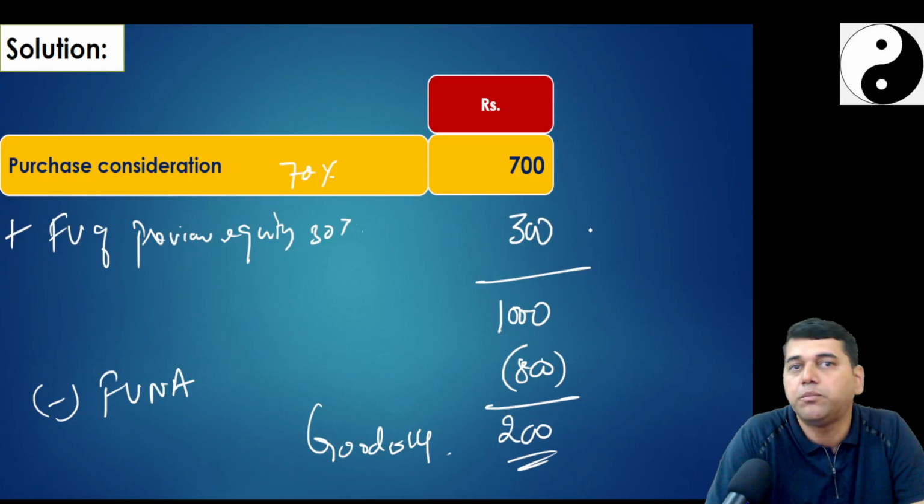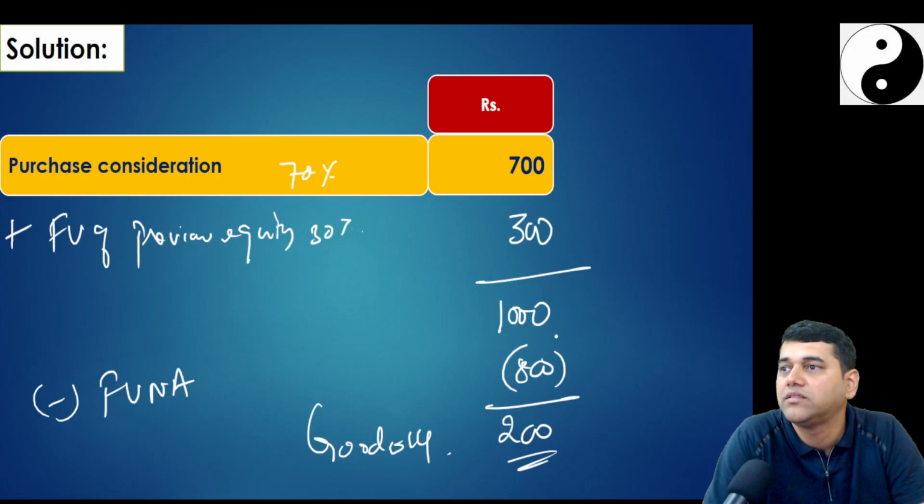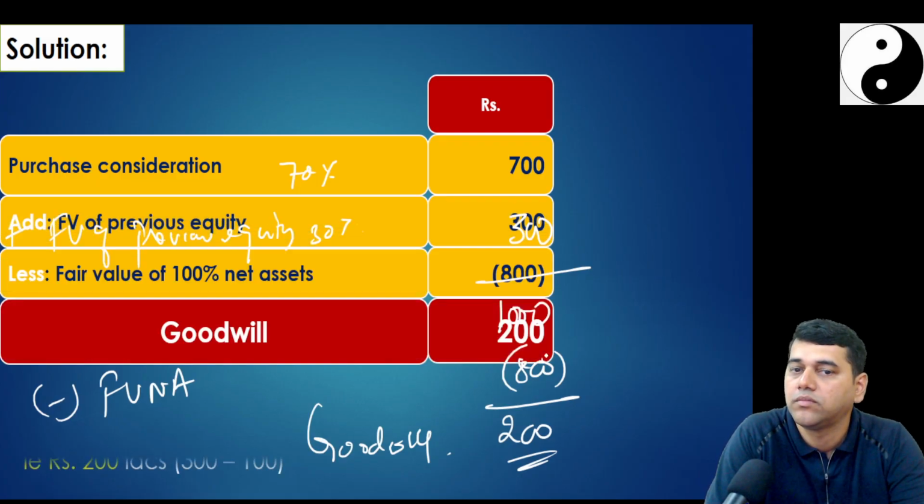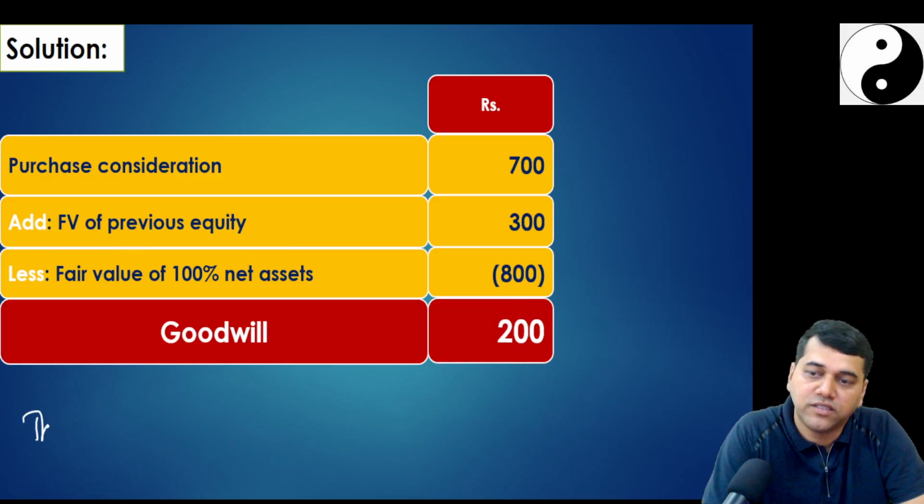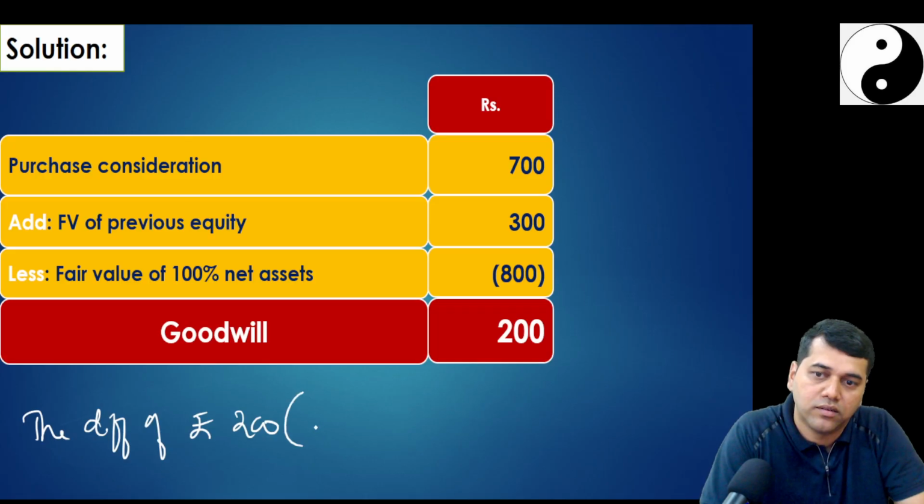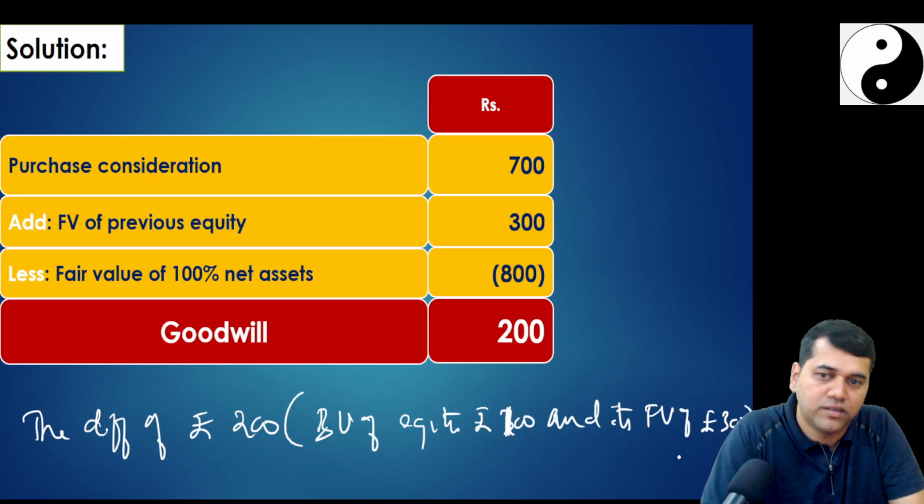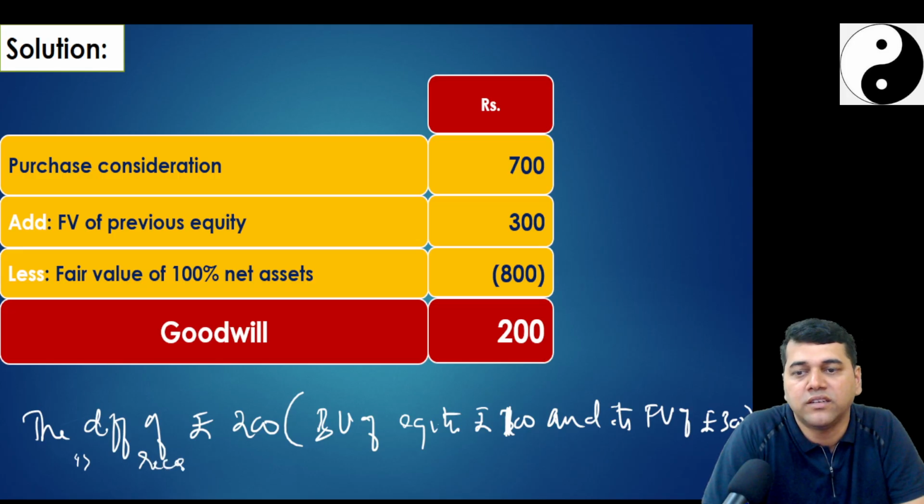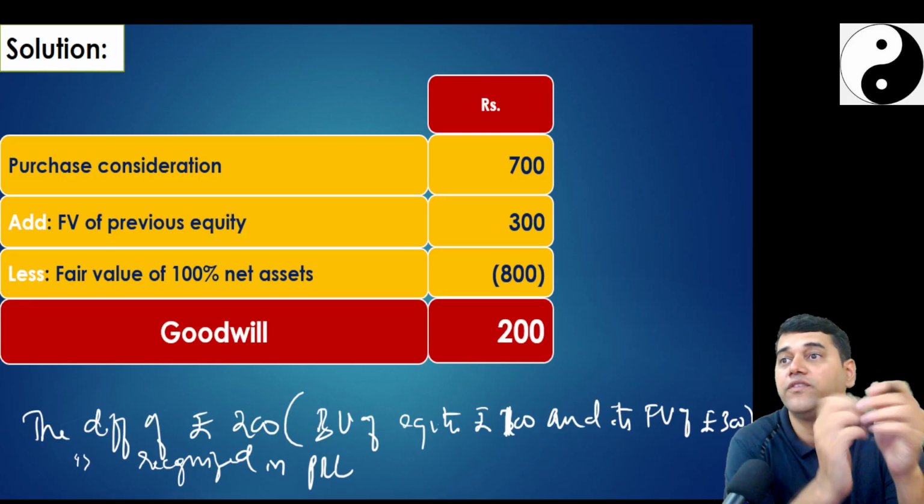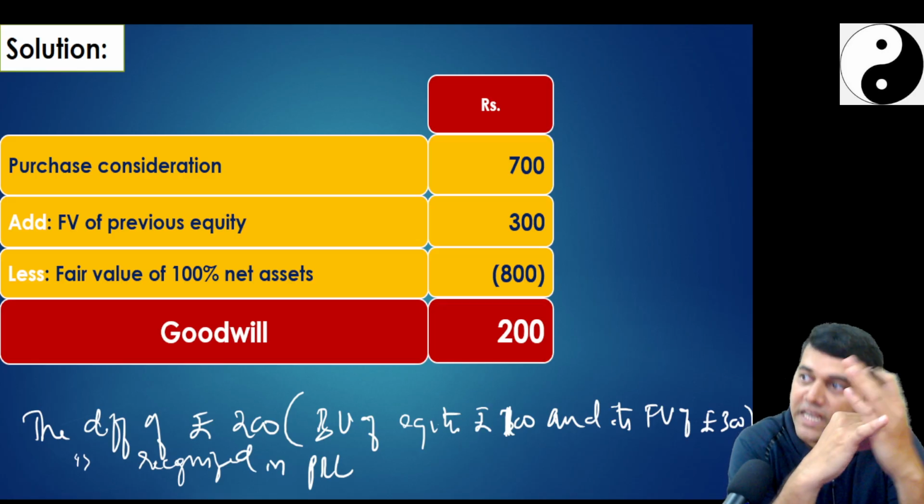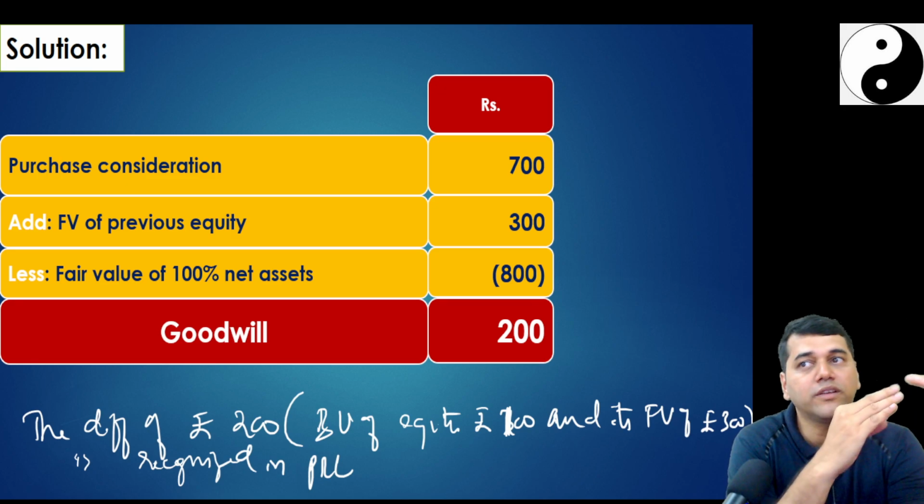Now, what is the difference between the book value of 100 and the fair value of 300? What should I do? The difference of rupees 200, which is book value of equity rupees 100 and its fair value of rupees 300, is recognized in P and L. This is considered as a sale of associate. Whether sale of associate, sale of joint venture, or sale of subsidiary, I have to recognize the differences in P and L.